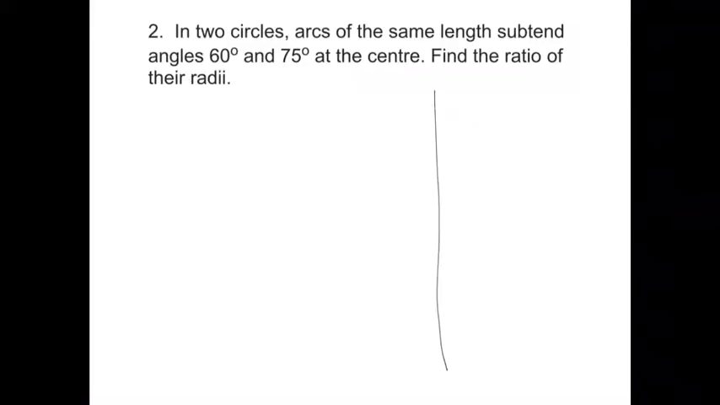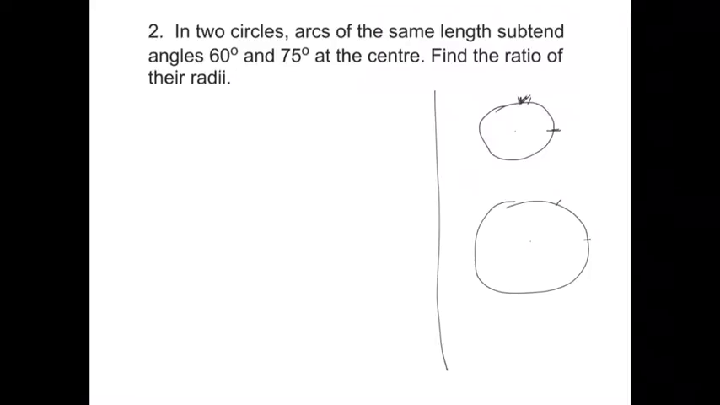So we have two circles, one hopefully smaller and the other one bigger, and it is given that these two circles have arcs of the same length. So let's draw that arc here. Let's say these are the two arcs which are of the same length in these two circles, and these two arcs subtend 60 degrees and 75 degrees at the center.